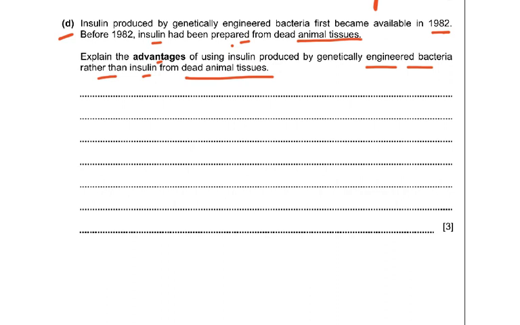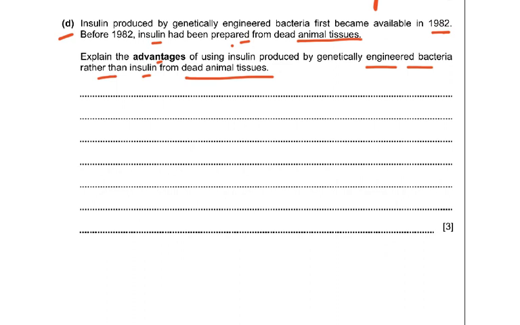And then, of course, we had religious issues. Muslims did not allow pig insulin to be used. Then, of course, the animals had diseases, and those diseases could be transmitted to humans because we were using animal products.